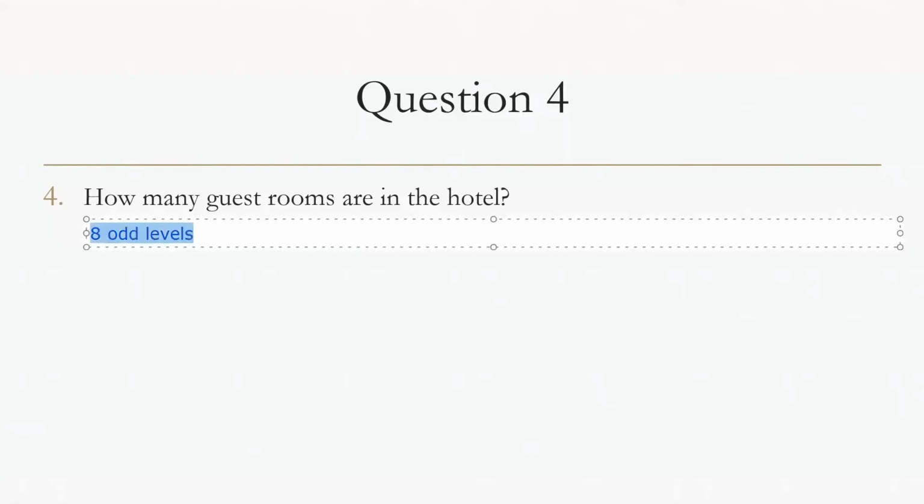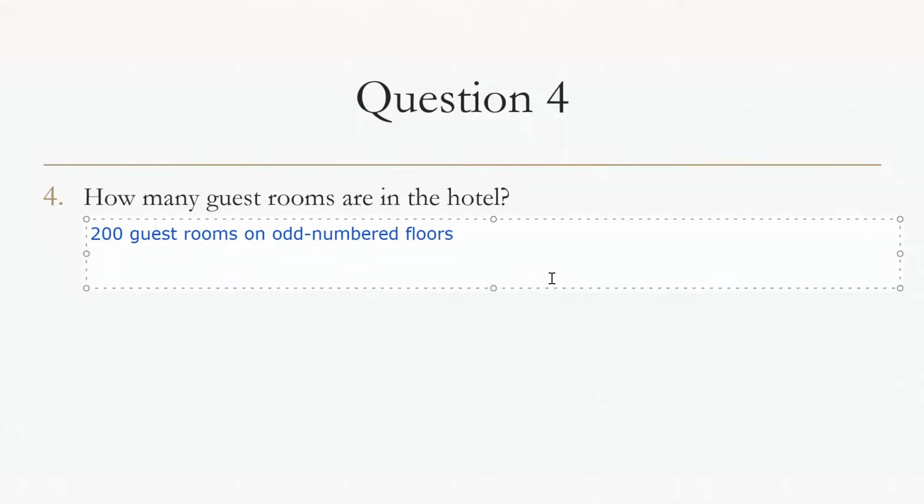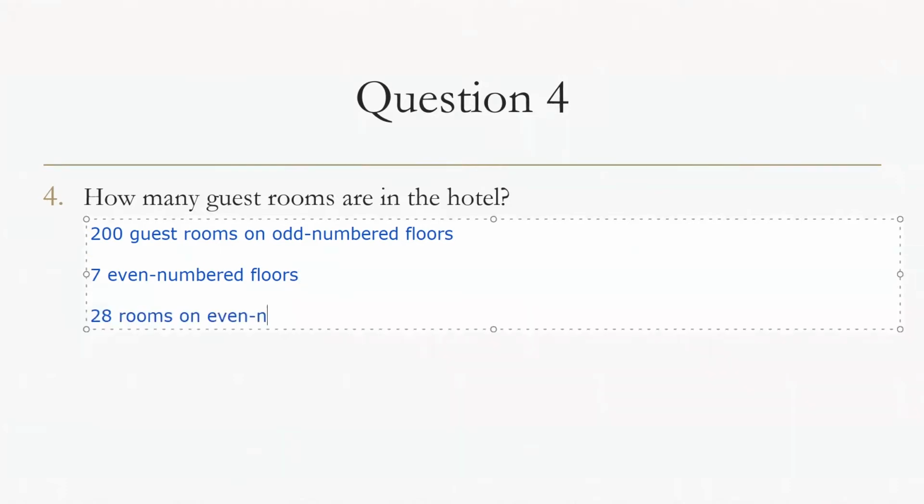So we already know from a previous question that's 200 rooms on odd numbered floors, right? Then I did 7 times 28, which is 7 even numbered levels. Sorry, levels, not rooms. It's okay. 7 even numbered floors. And how did you get that? Because there are 28 rooms on each of those floors. How did you get the 7 from even numbered floors? Because the amount of even numbers in 15 is 7.